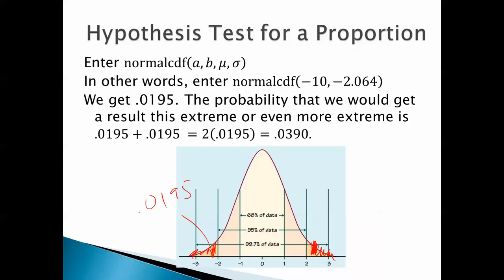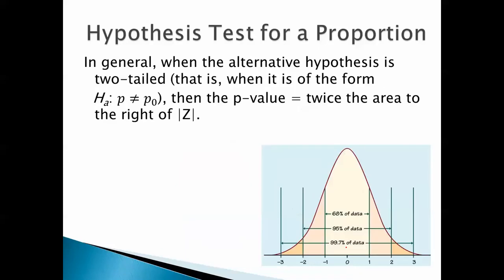And here's why. We could get a result this extreme by getting something that's to the left of negative 2.064. But in fairness, if we had gotten a result over here, that's equally extreme. For instance, if we had gotten 2.064, that's just as extreme as getting a result of negative 2.064. And the probability that you get a result this extreme or even more extreme, well, this is 0.0195, and this by symmetry is also 0.0195. So that would be 0.0390.